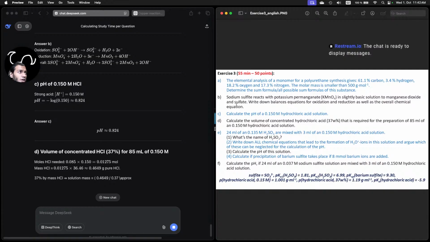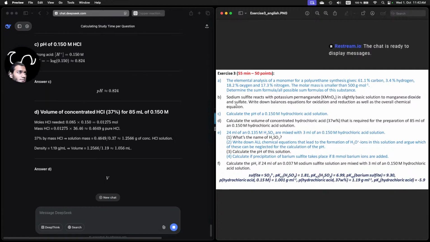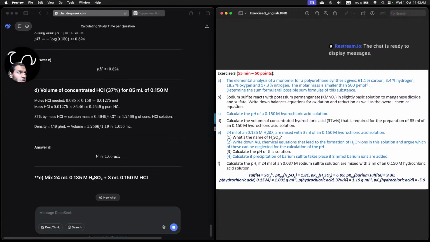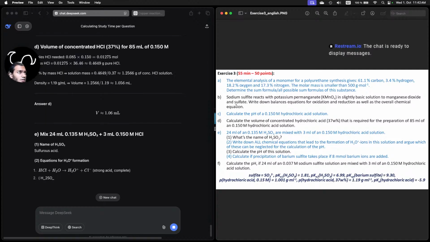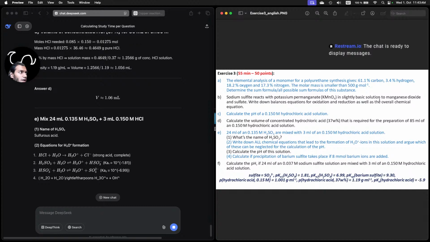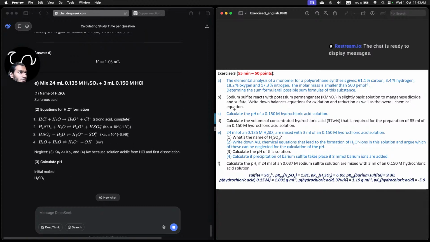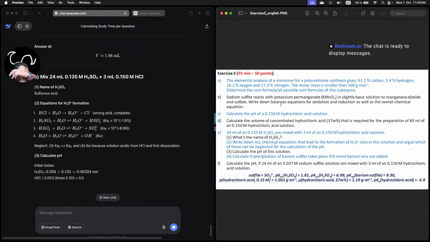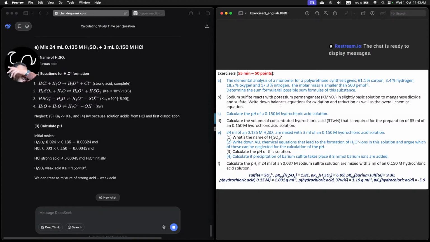Sodium sulfide reacts with potassium permanganate. Oh, sodium sulfite, in slightly basic conditions to manganese dioxide and sulfate. Write down the balanced equation for oxidation and reduction as well as the overall chemical equation.